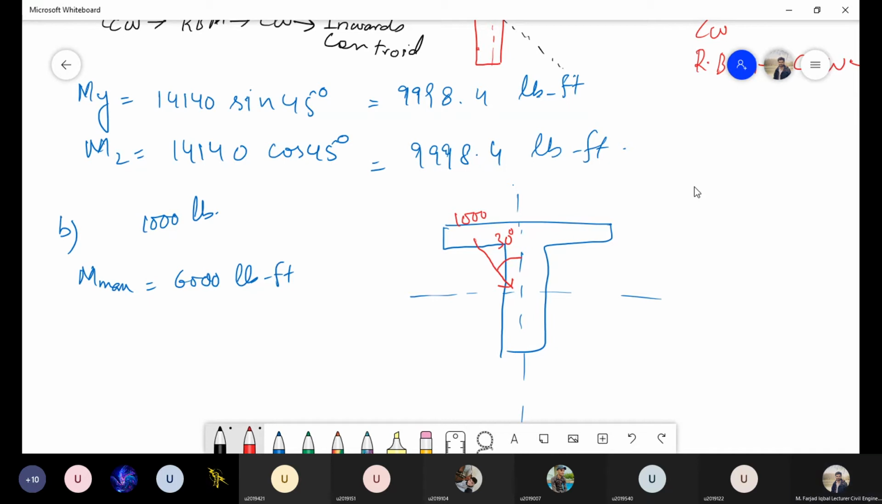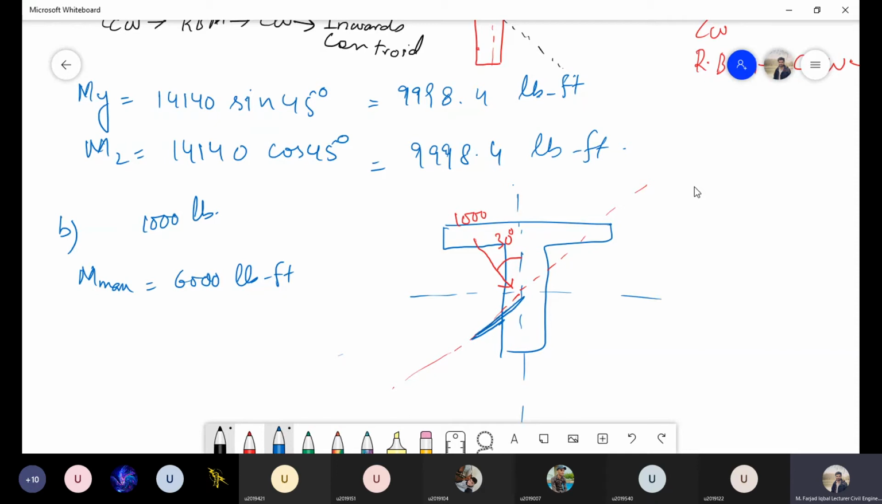Now, again, my moment axis will be perpendicular to this one, or it will be somewhere over here, something like this shape. And I know that I have to show the maximum movement on which side. The left side, obviously, because this 1000 pound is acting on the left side of my cantilever beam. So the left side of beam is this downward side. So I have to show somewhere over here.